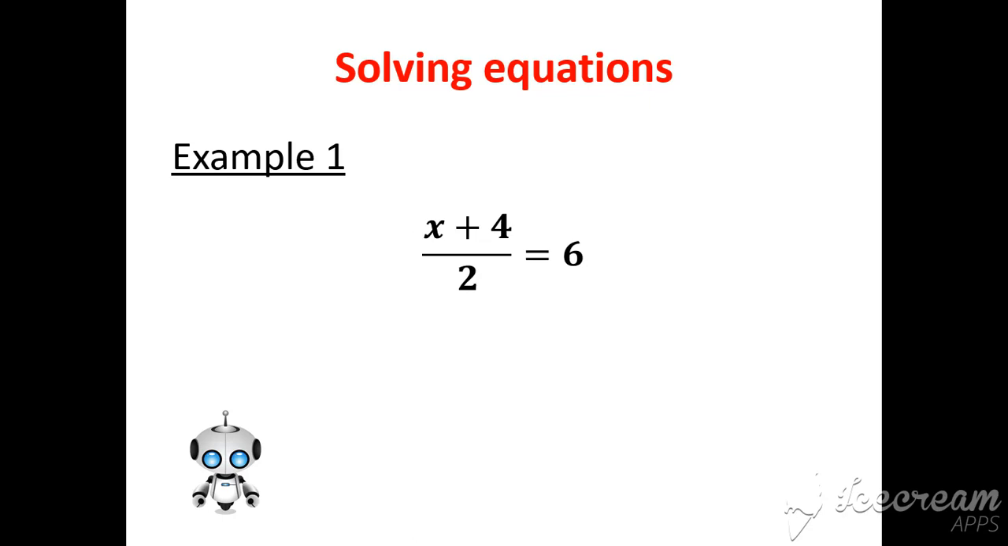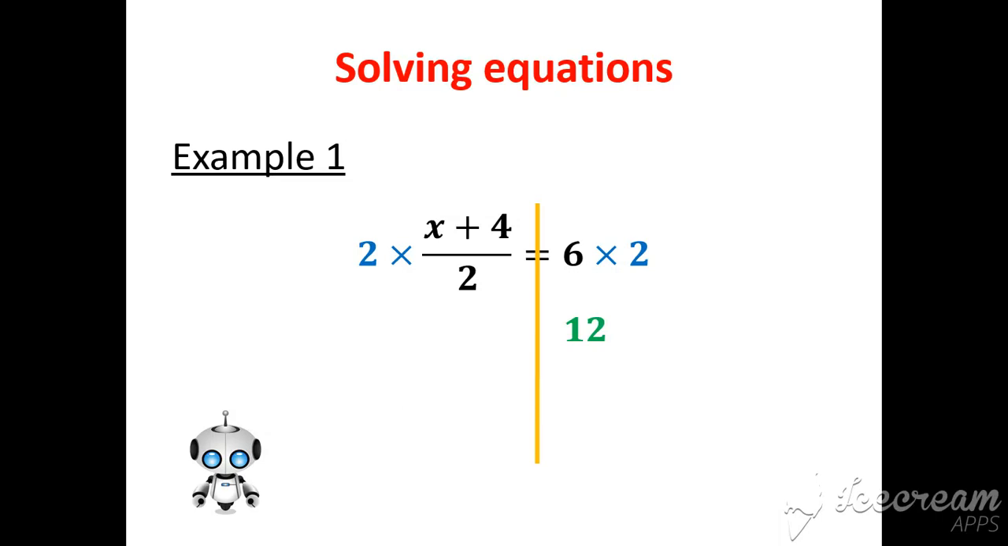Here's our first example. Example number 1: x plus 4, all divided by 2, is equal to the number 6. Right, so our line down the middle. See this divide 2 here, we're going to get rid of it. The opposite of dividing by 2 is to multiply by 2. So if I multiply the left-hand side by 2, I've got to multiply the right-hand side by 2. On the right-hand side, 6 times 2 makes 12.